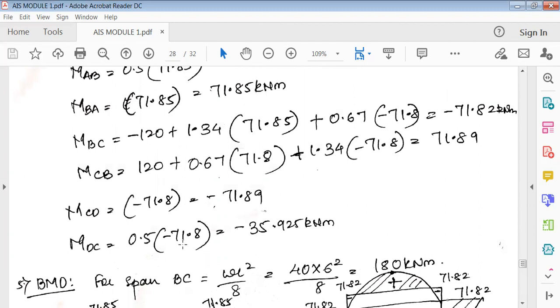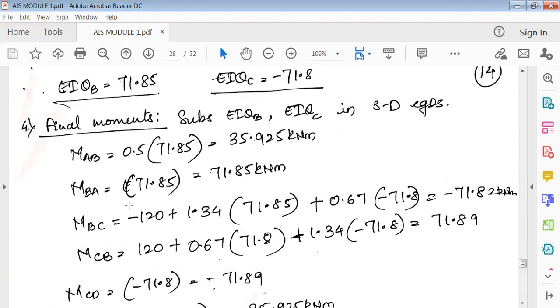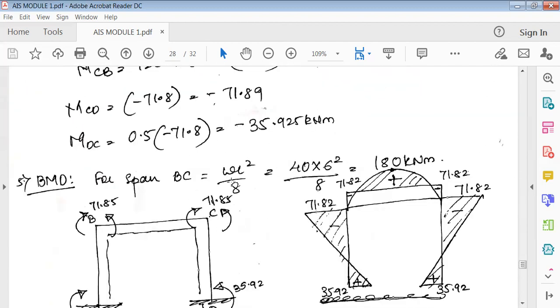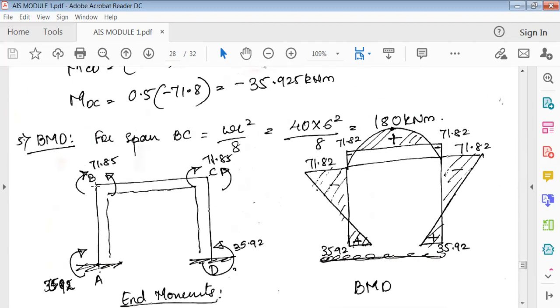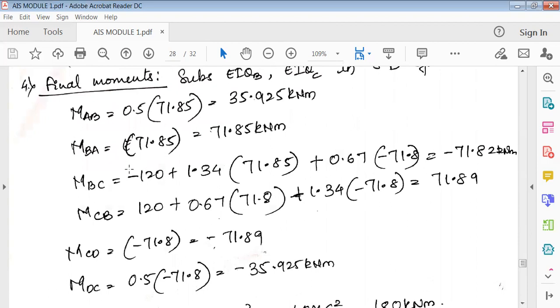Okay, so next one is MBA. MBA is plus 71.85. Again, at B, you need to show a force. Plus means positive, and positive means clockwise, so show clockwise like this here. So this is 71.85. Now the same moment exists in MBC, but this time it is negative.